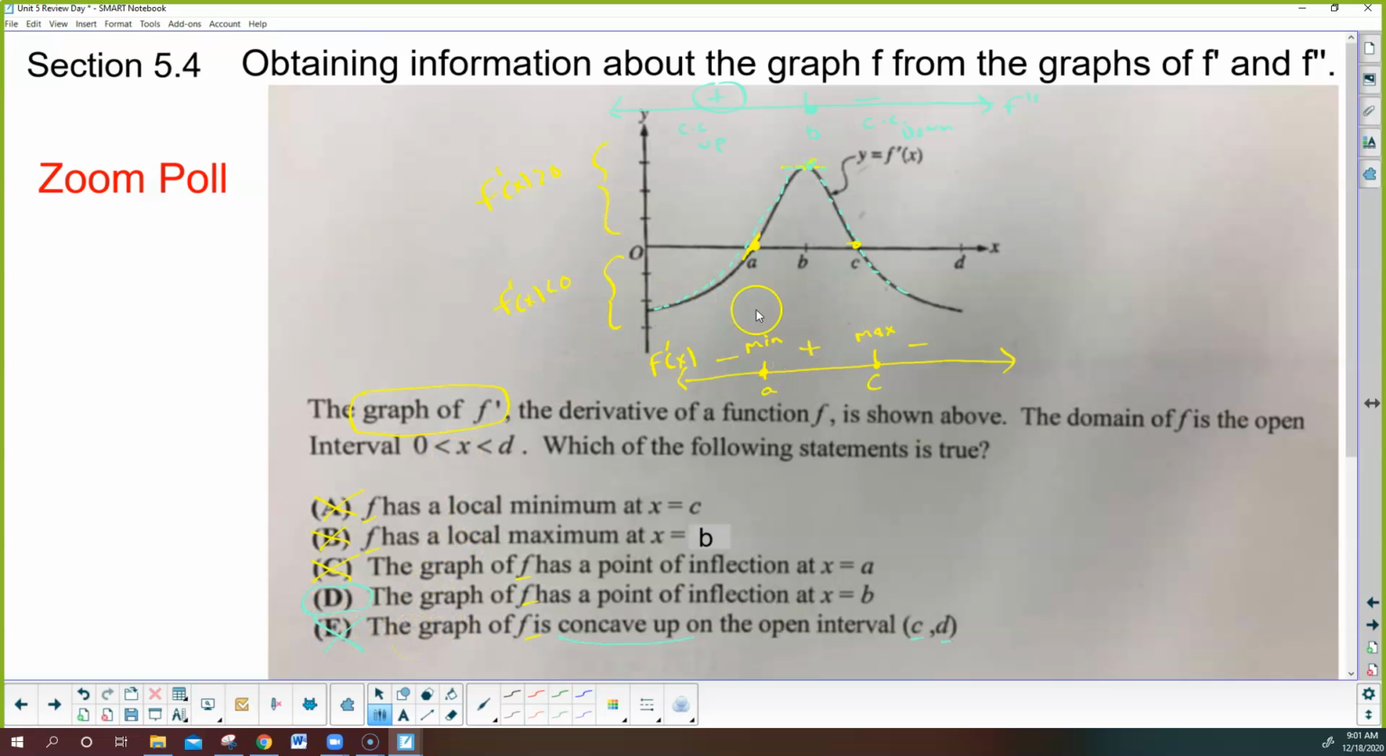So notice, a sign chart can help you a lot. And if you have the graph of F prime, you can easily make the F prime sign chart. And then you can look at the slopes of this graph to make the graph of F double prime, which means I can determine concavity and increasing, decreasing, maxes and mins. I can basically determine everything.